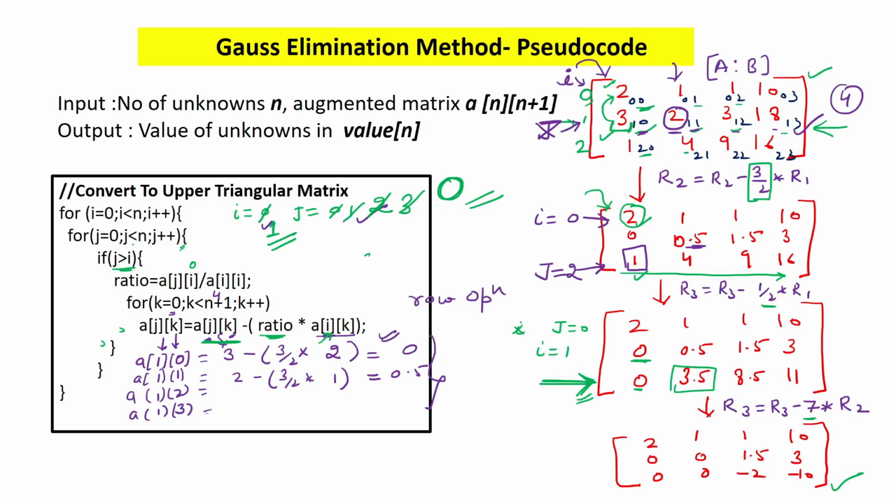Now again my j will be incremented and j will be 1. Again 1 is not less than 1. So this if will not be true. And again this j will be 2. So now 2 is greater than 1. So this if will be true.